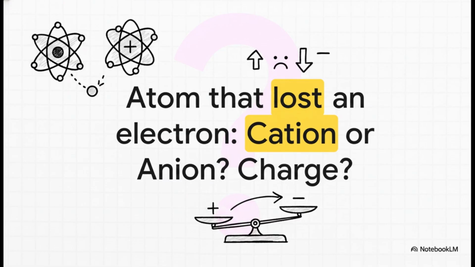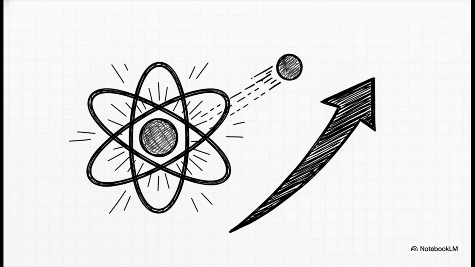Is an atom that has lost an electron called a cation or an anion, and what is its net electrical charge? Pause the explainer again and really think about what happens to the overall charge when a negatively charged electron is taken away from a neutral atom. Well, because electrons inherently carry a negative charge, losing one means the atom's protons suddenly outnumber its electrons. That leaves the whole atom with a net positive charge, turning it into what we call a cation, like a sodium +1 ion, for example. If it had gained an electron instead, it would be an anion with a negative charge.